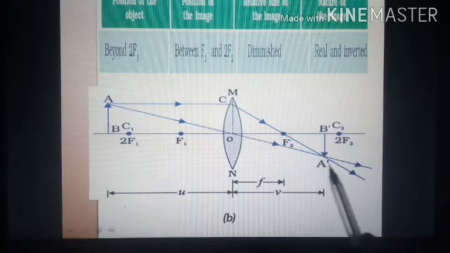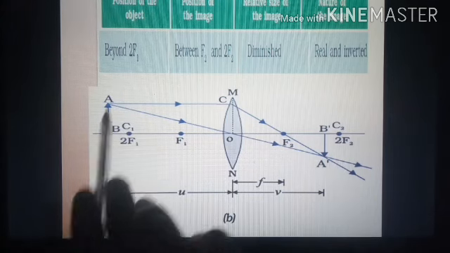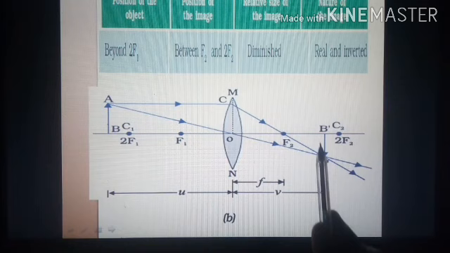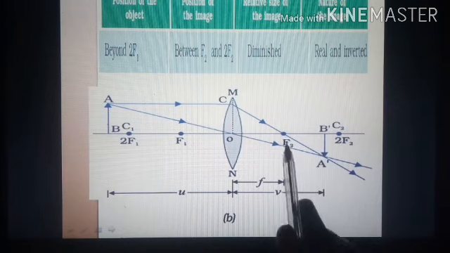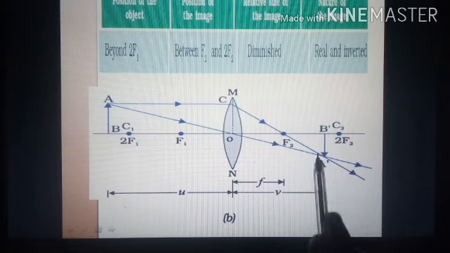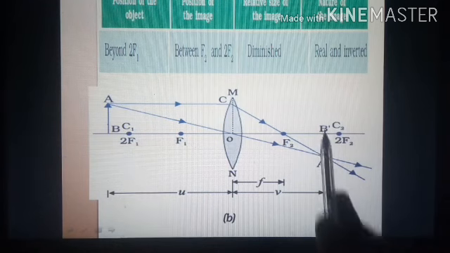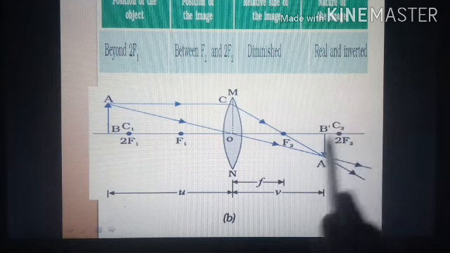Here the object is placed beyond 2f1. So the image is obtained between f2 and 2f2. Draw the image like this. So the position is between f2 and 2f2, and the size of the image is diminished. AB is bigger than A dash B dash. So somewhat diminished, and the nature will be real and inverted.